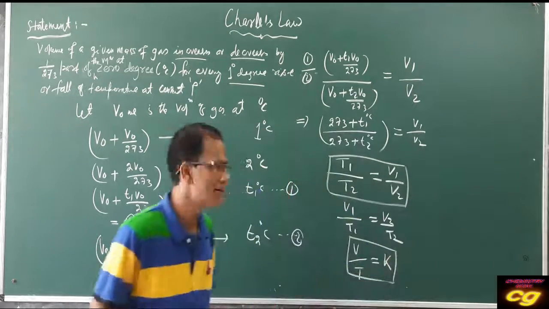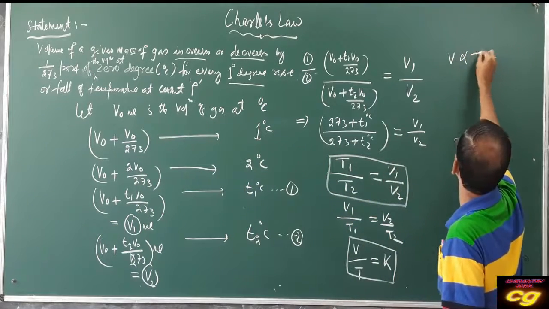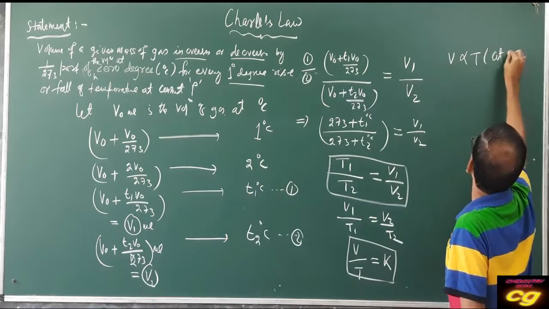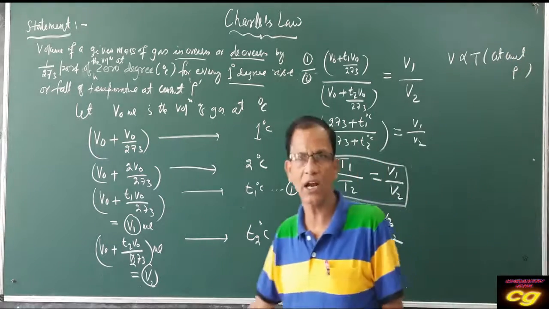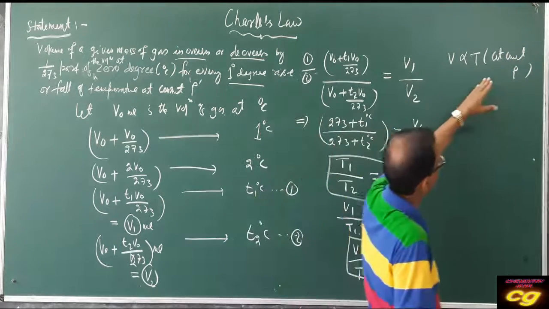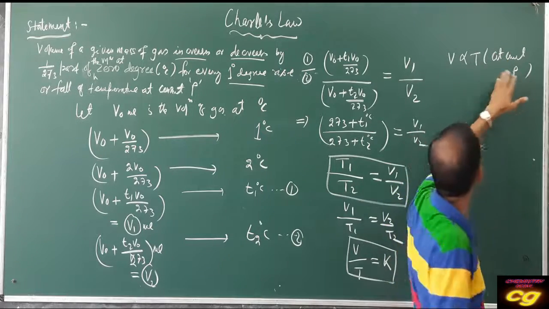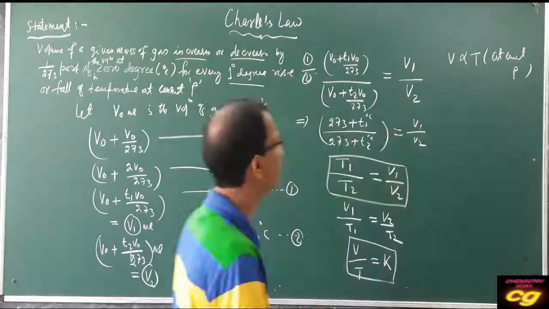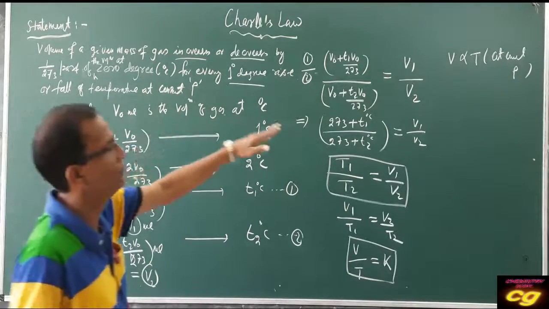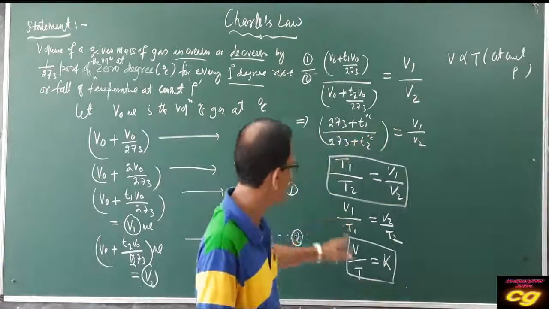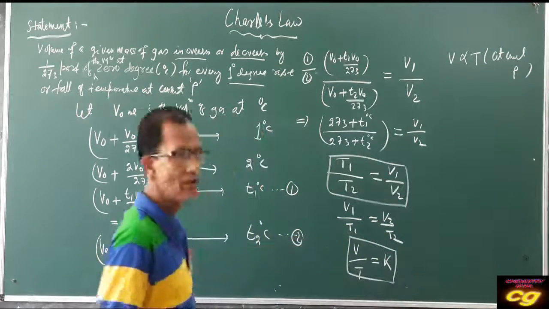As V by T is K, what does that indicate? V is proportional to T at constant pressure. When the pressure and the mass of the gas are constant, V is directly proportional to T. So this is the derivation of Charles' law. V proportional to T, that is V1 by T1 is equal to V2 by T2. This is the derivation of Charles' law.